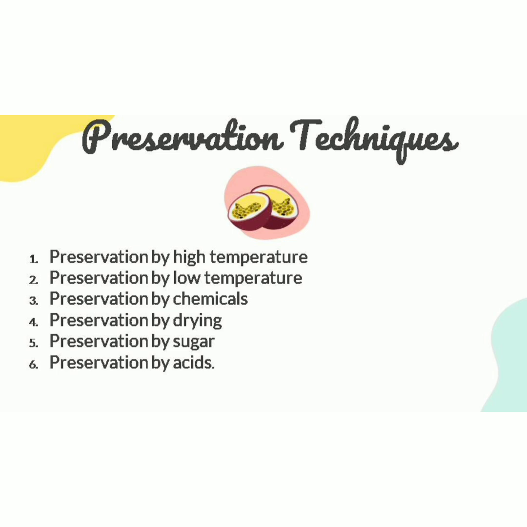Next is preservation by chemicals, such as sodium benzoate, potassium metabisulfite, sorbic acid, ethyl formate, ethylene oxide, and propylene oxide. These are the chemicals used to prevent, kill, or inhibit the growth of microorganisms. Next is preservation by the drying method. Drying, that is, dehydration, removes the moisture from the fruits and vegetables.